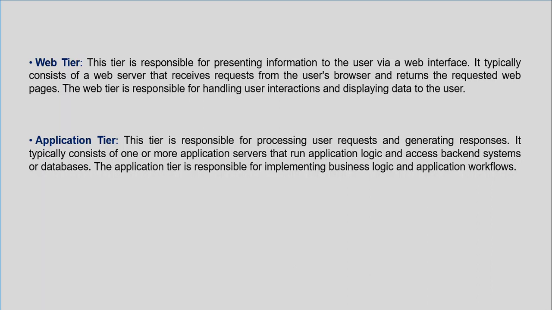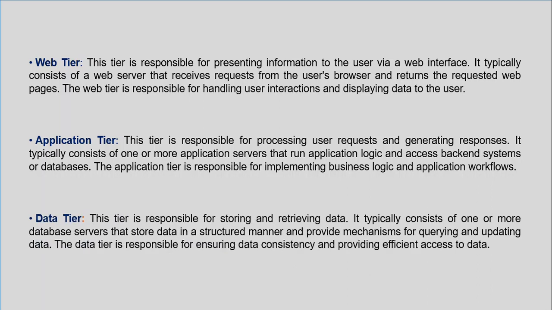Now let's see what data tier is all about. Data tier is responsible for storing and retrieving data. So it typically consists of one or more database servers that store data in a structured manner and provide mechanisms for querying and updating data. So basically this is responsible for ensuring that data consistency is ensured and then providing efficient access to your data.